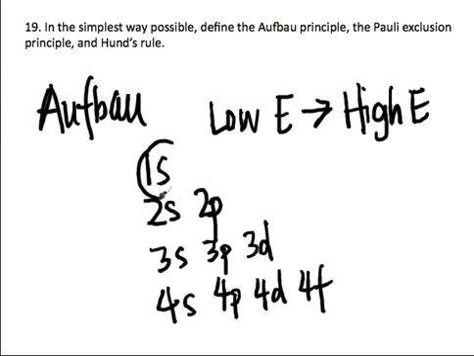So 1s is the lowest energy orbital. Then you go from 1s to 2s to 2p to 3s to 3p, 3d, 4s, 4p, 4d, 4f. So that's the order from lowest to highest. If you ever need to remember which ones are the lowest and what the order is, you can just draw this useful diagram to help you.